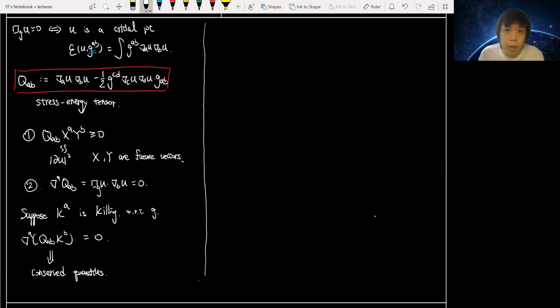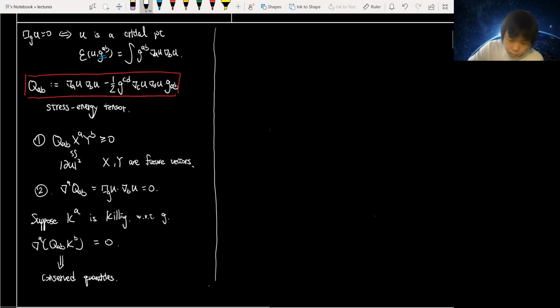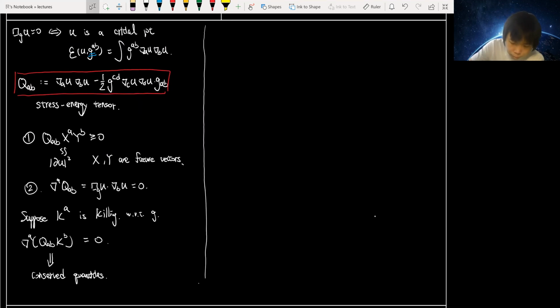And let me give you the following example. That will be called the conservation of energy. Sorry about that. Okay, so let's say we have a standard wave equation in the Minkowski space-time.